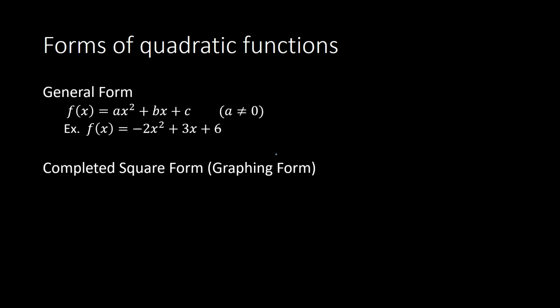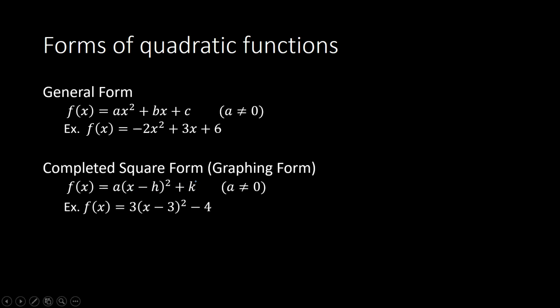So graphing form, or completed square form, looks like this, where you have, just like we did in the last lesson, a number in the front times in parentheses x minus some number squared plus k. So for example, it could be f of x equals 3 times x minus 3 squared minus 4. So notice the difference between the two forms. And my goal in this lesson is to convert from general form into graphing form so that I can then graph the function. So here's the first example.